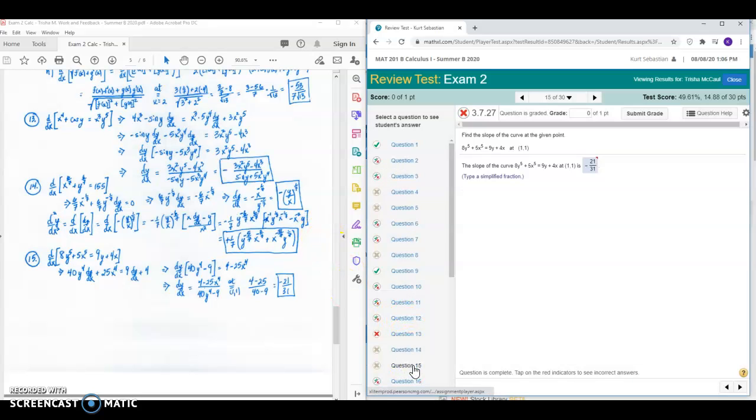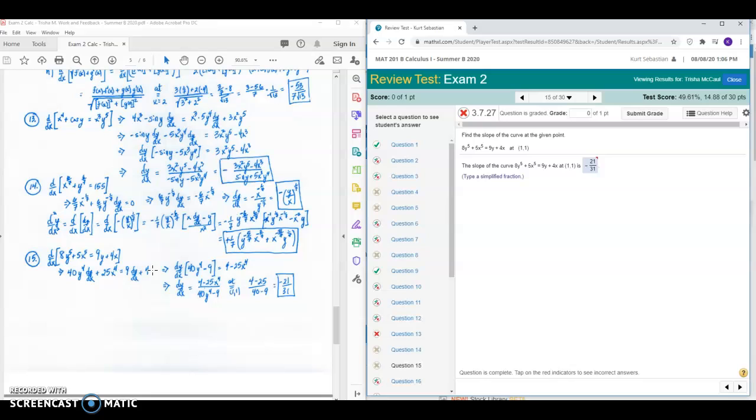15 is another implicit differentiation because we need to find the slope of a curve where we can't get y equals f of x, so we have to do implicit and solve for dy dx. So I take the derivative with respect to x of the entire equation. So again, I don't know what y is as a function of x, so this is a chain rule. So it's 40y to the fourth times dy dx. Derivative of 5x to the fifth is just 25x to the fourth. Derivative of 9y is 9 times, I don't know what y is, so I can just write dy dx. And the derivative of 4x is 4.